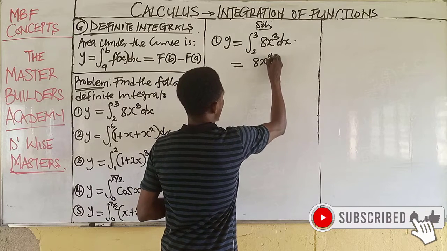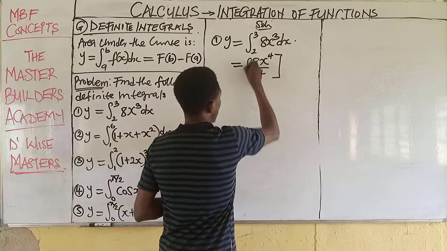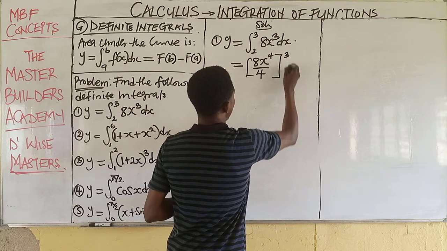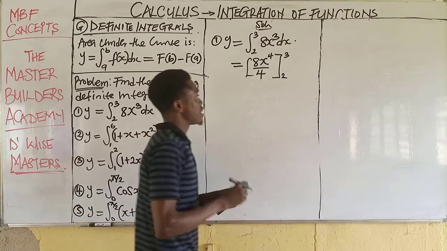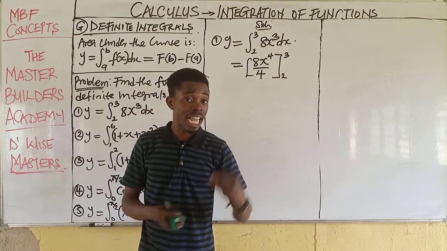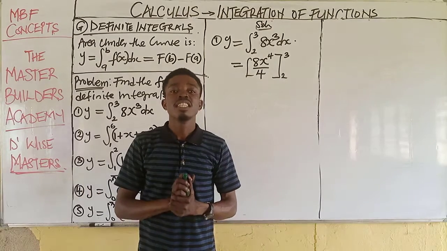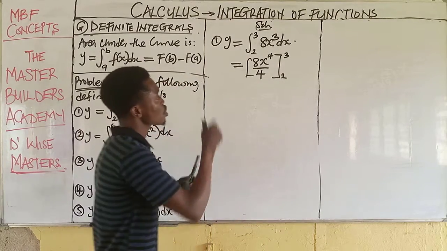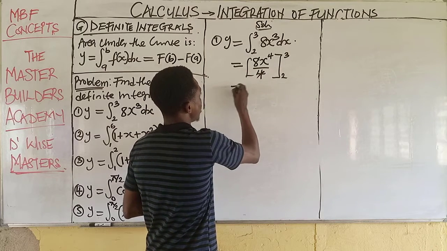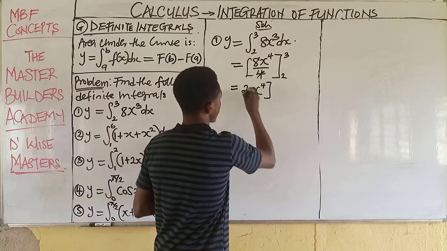8x raised to the power of 4. We just increase the power by 1, then divide by 4. Pull down the upper limit and the lower limit. Here, there is no need for you to introduce the constant, because at the end, the constant will cancel out. Alright? There is no need to put in the constant. Okay? So if this is understood, then 4 goes into this guy. We are going to have this as 2x raised to the power of 4.